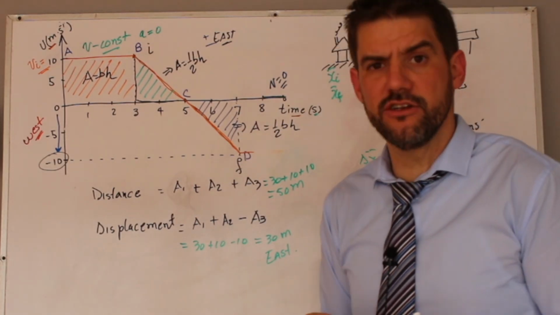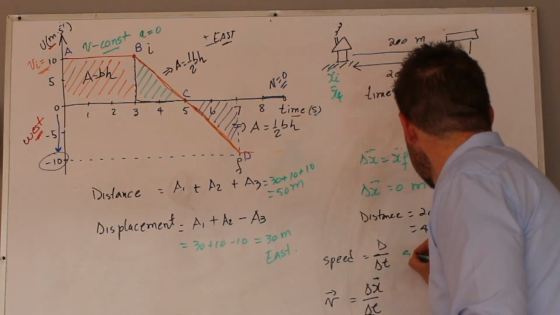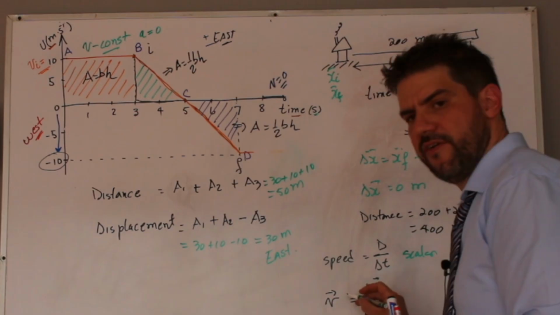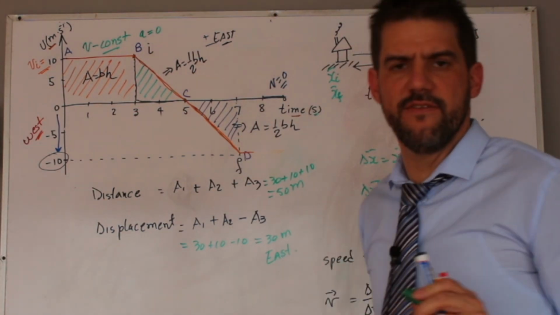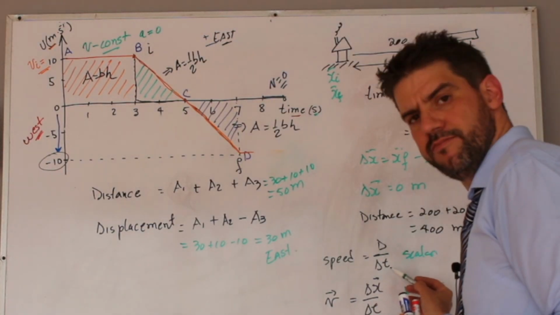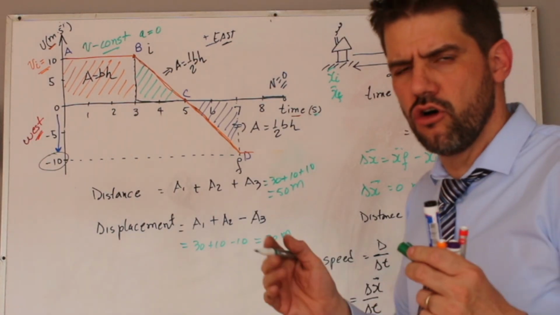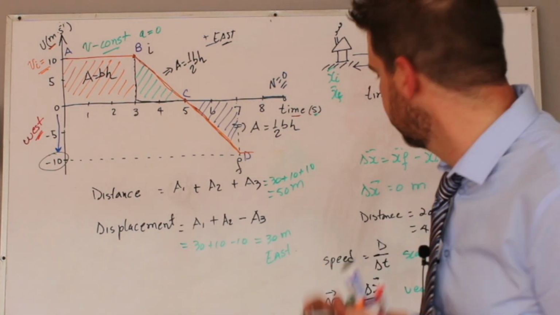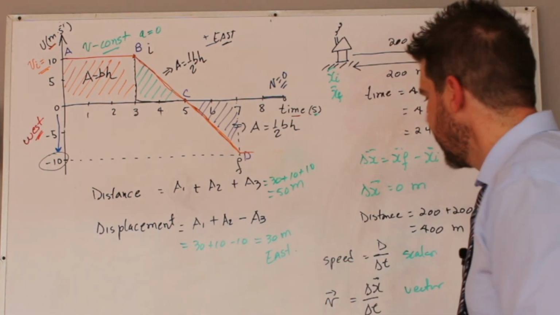First difference. Difference number 1, speed is a scalar quantity. Velocity is a vector. That is the first difference between them. Second, speed is distance divided by time. Velocity is displacement divided by time. Those are the main differences between distance and displacement. And just to finish, we are going to finish in a second, they asked to calculate the speed.